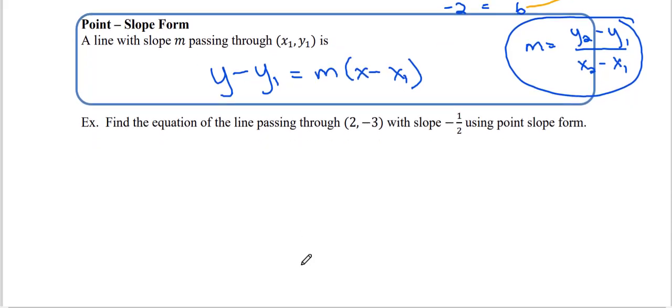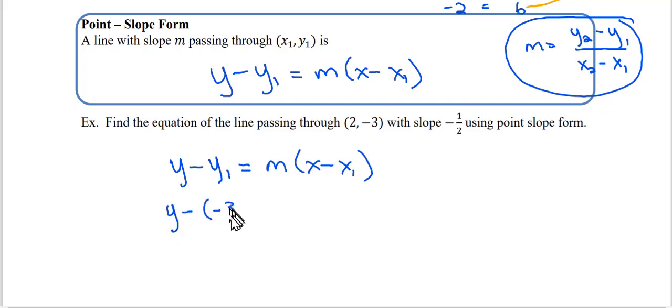Let's use point-slope form to write this same equation that we wrote above. Y minus y1 is equal to m times x minus x1. And we just plug in what we're given. Y1 is negative 3. M is negative 1/2. X and y stay as the variables. And x1 is 2. And then we clean it up a little bit.